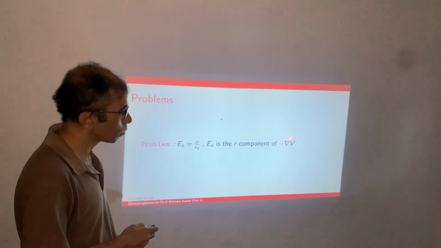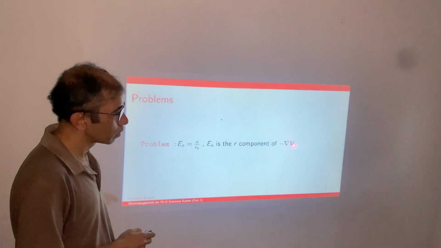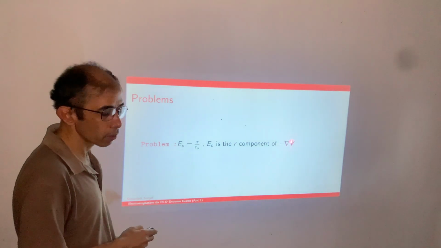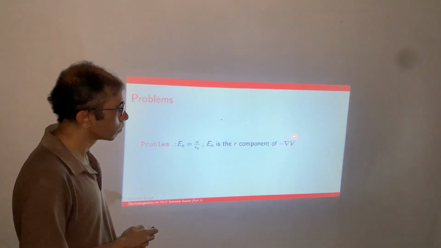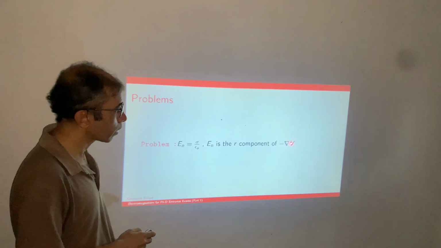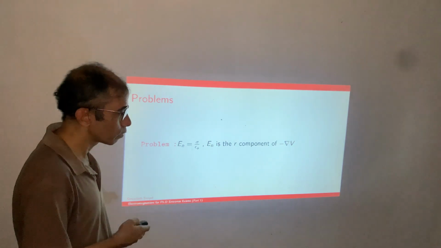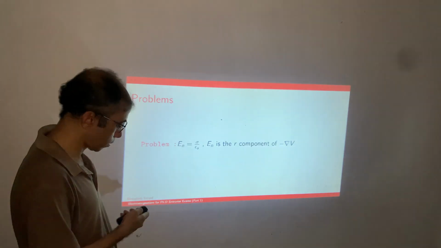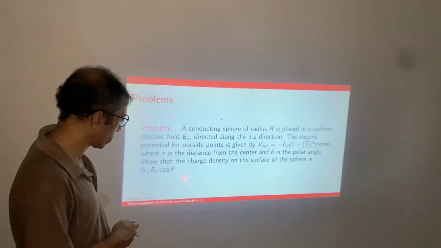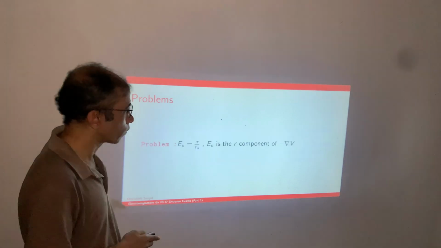So here the normal component is the one corresponding to r cap. So the one corresponding to r cap is En. That's it. Once you have found En, you can find out the sigma, and you have to show this. So do it yourself.